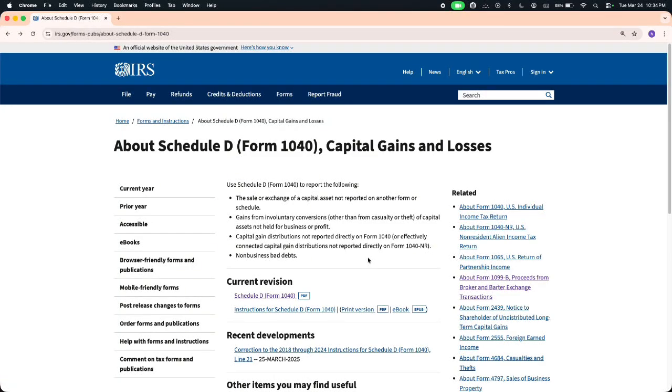Hey everyone, today I'm going to show you how to fill out IRS Schedule D, which is used to report capital gains and losses. So this form is usually used when someone sells investments or other capital assets and needs to show whether there is a gain or a loss. I'll keep this very simple and walk through the main parts so that it's easy to follow on screen.